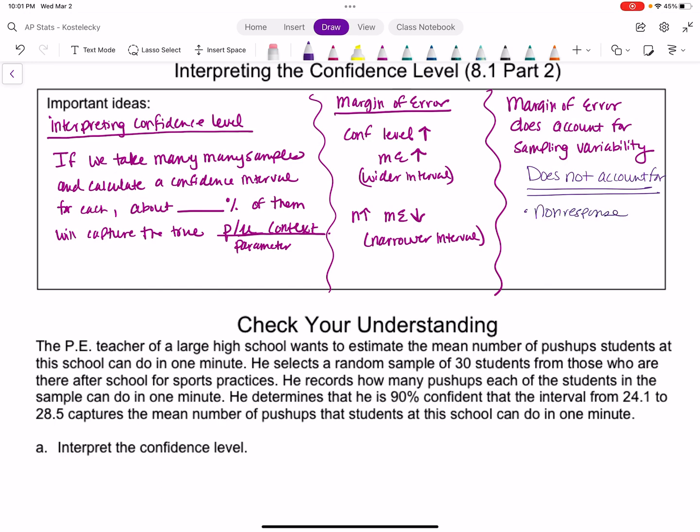Non-response, undercoverage, or response bias. In other words, your margin of error is going to account for sampling variability, but that's if we have independent samples and we're taking good sample sizes, all of that kind of stuff. It does not account for taking bad samples. If you have bias in your sampling because you didn't do a random sample, if you have non-response, if you have undercoverage, response bias, then you have to go back to the drawing board and take better samples, because it's not going to account for the variability due to these. So be careful of that. You still have to have good sampling practices.